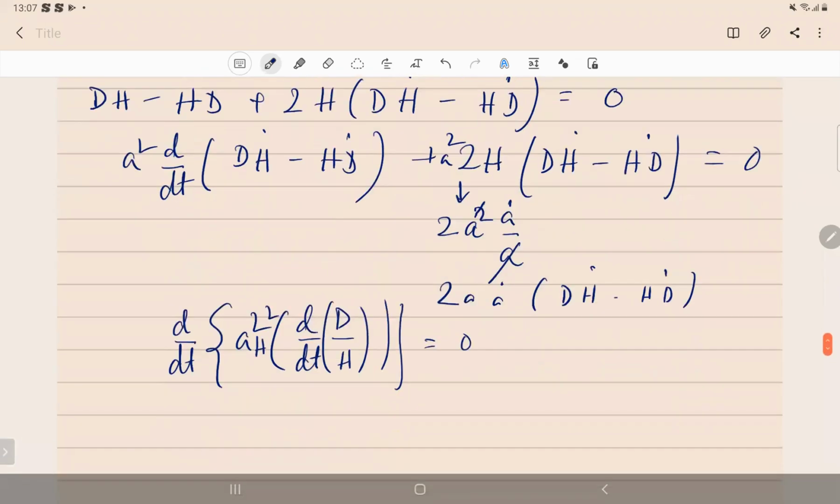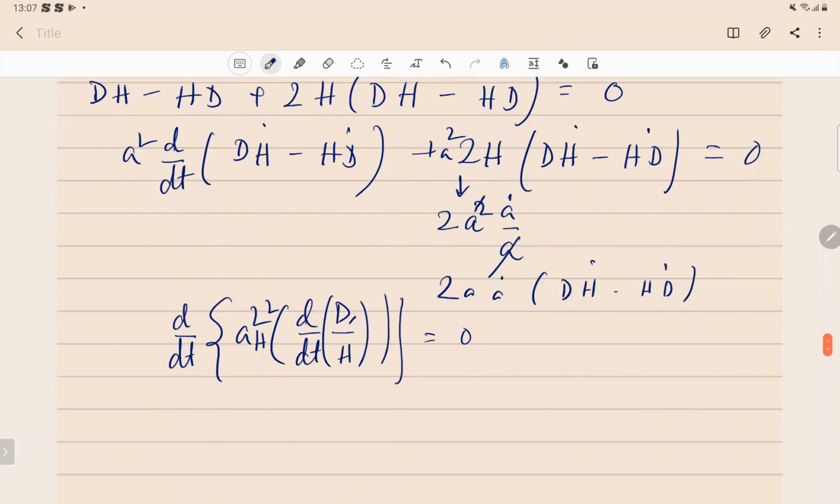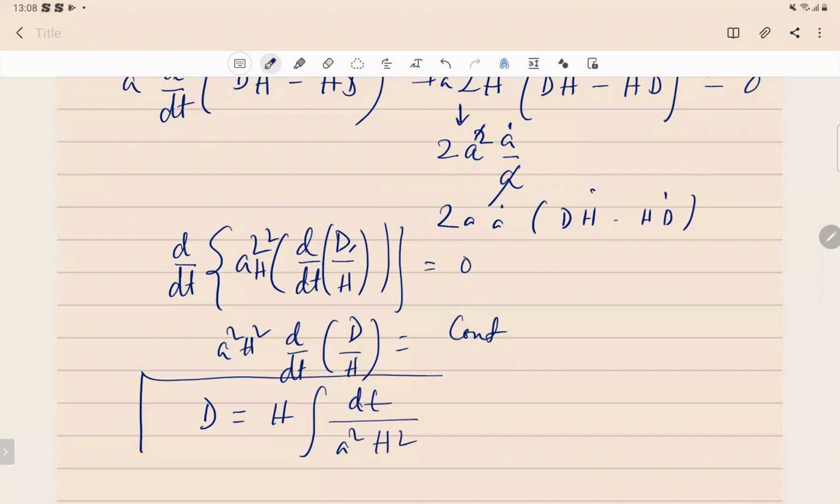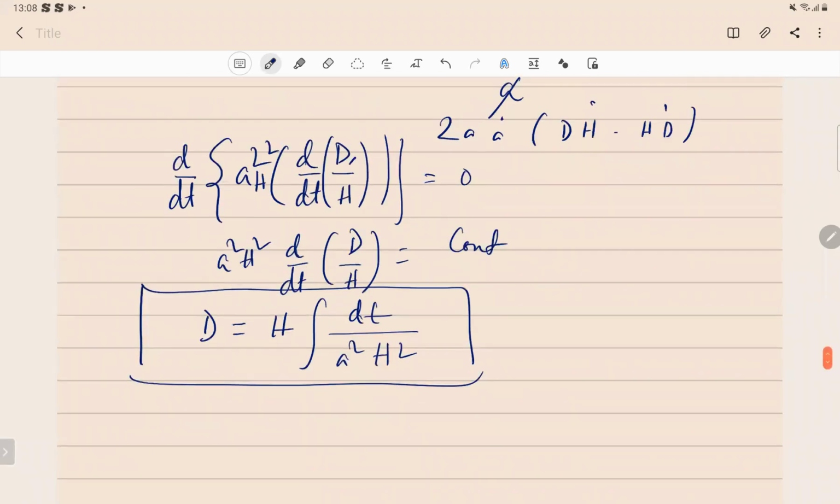And from here you get a solution. Of course, this is a very specific case; this is not a general method at all. So you have a square h square times d dt of d by h equals some constant. And then you have d equals h times the integral of dt by a square h square. So this is another solution; we obtain this second solution.